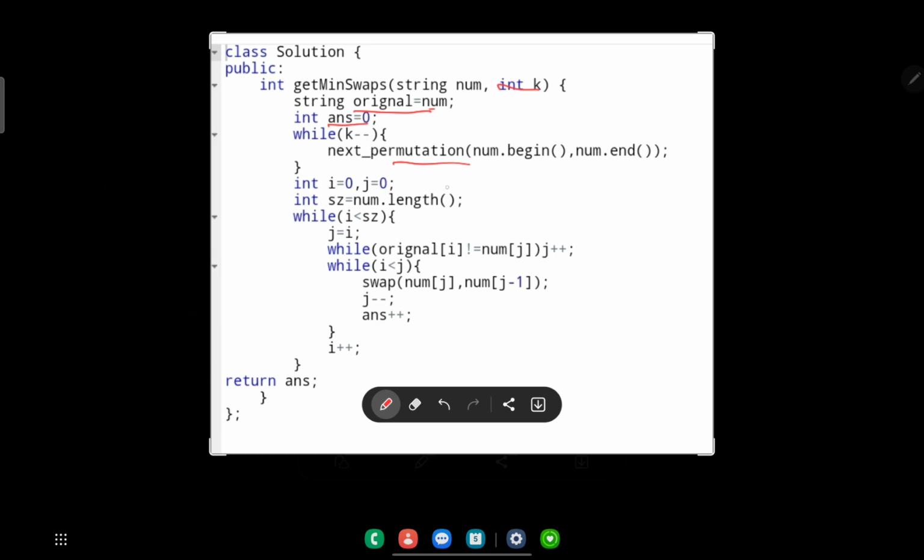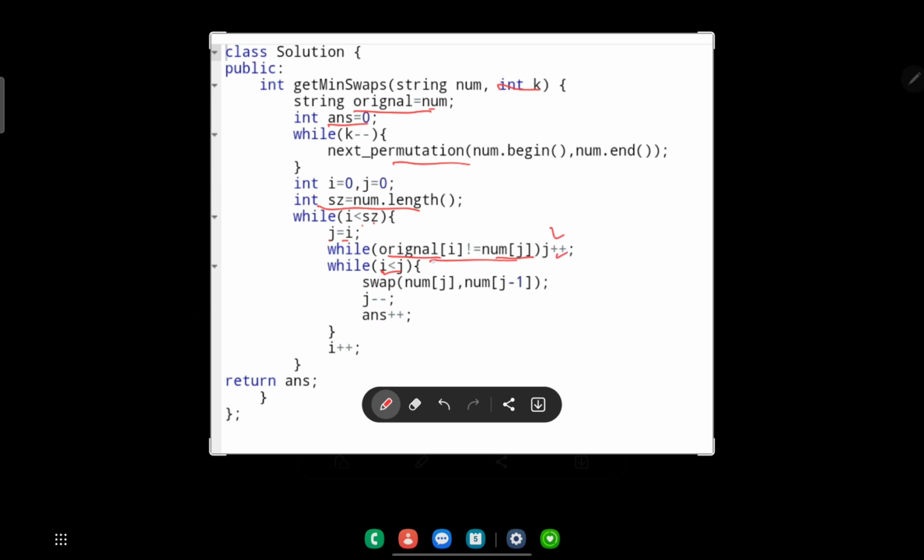Then i equal to 0, j equal to 0 is taken, and the num length is taken, till i is less than the size. We have to make j equal to i, and we have to check if the original number and the num number are both equal, then we have to increase the j plus plus, and along with it, if i is less than j, this will only be possible if this condition is violated at least once, then i and j would be different, otherwise i would get incremented similarly as j.